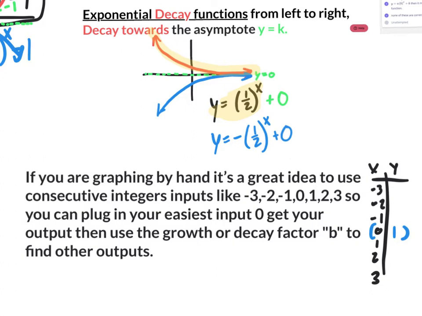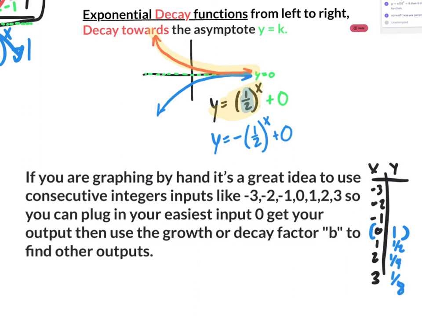Now, I could plug in -3, I could plug in -2, I could plug in 1, I could plug in 2, I could plug in all these different inputs and do all that different math, or I could focus on my decay factor of 1/2 and use that decay factor to get to my next output. 1 times 1/2 is 1/2. And then 1/2 times 1/2 is 1/4. And 1/4 times 1/2 is 1/8. And then 1/8 times 1/2 is 1/16, and so on. We know it's getting smaller and smaller. And it is getting smaller by half. That's why it's decaying, right?